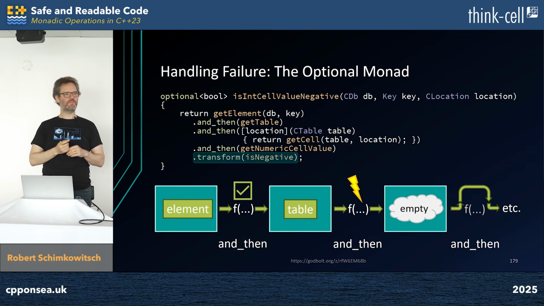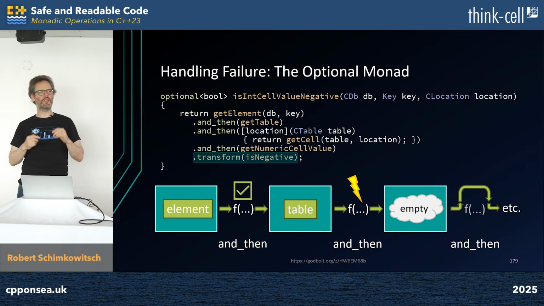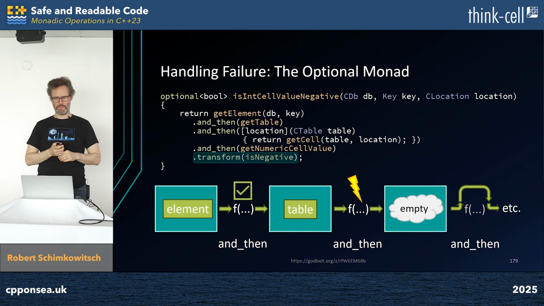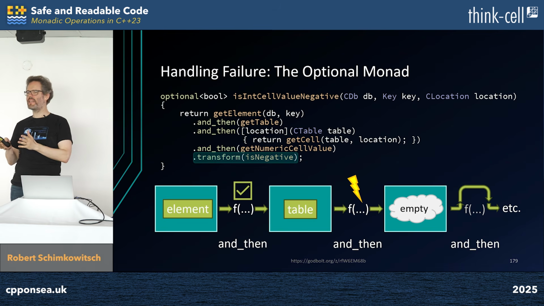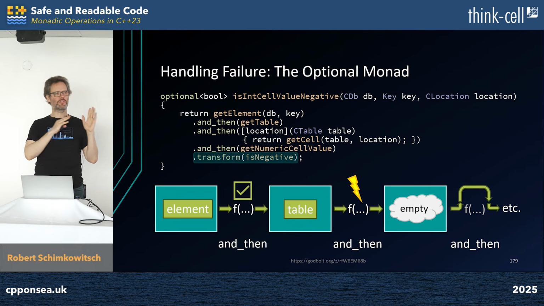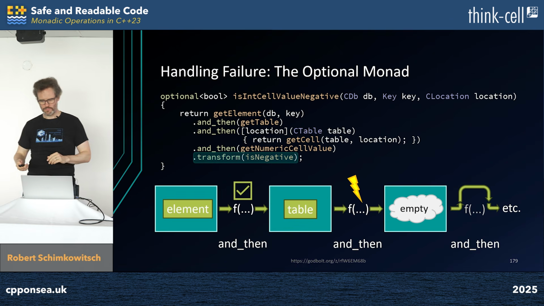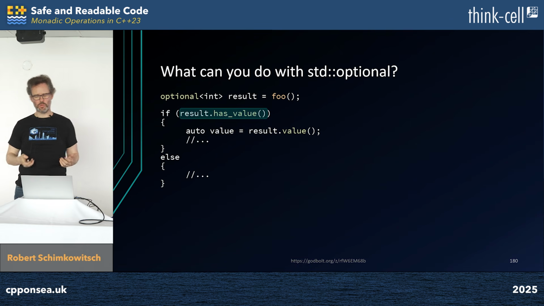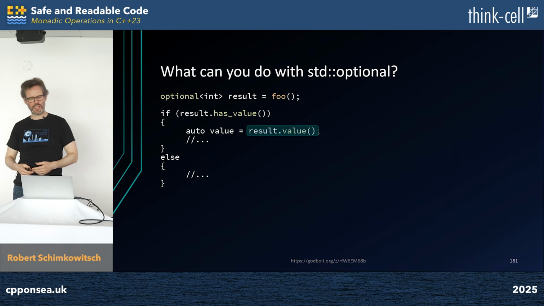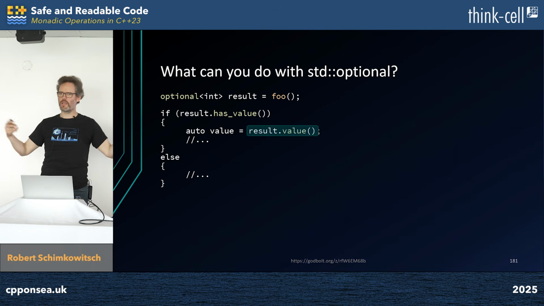Now, isNegative does not return an optional, it just returns a bool. So here we use transform, much like in ranges views, instead of andThen. Use andThen if the function returns an optional and use transform if it does not. So what can you do with optional? Basic operations: you can check if it holds a value, and if it does, you can access the value.